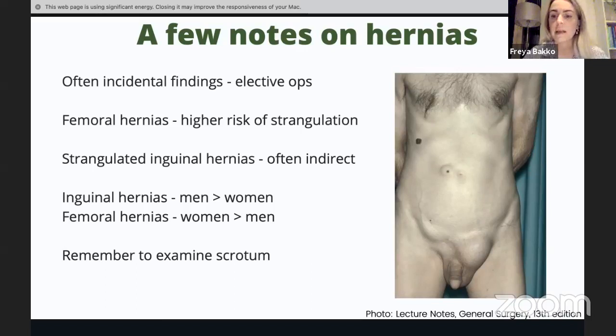Remember to always examine the scrotum. This is because inguinal hernias, whilst going through the inguinal canal, follow the spermatic cord and they can actually protrude all the way down to the scrotum. So if you examine a patient with a scrotal lump, make sure you try and palpate for the upper border and see whether it's confined to the testicle or the scrotum, or whether it protrudes all the way up through the inguinal canal.